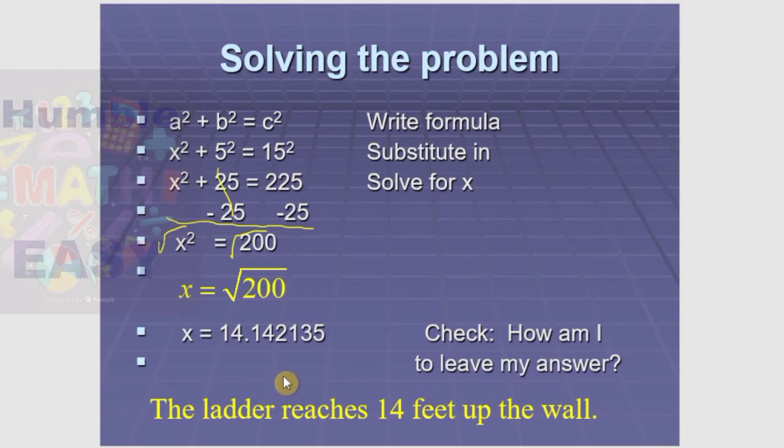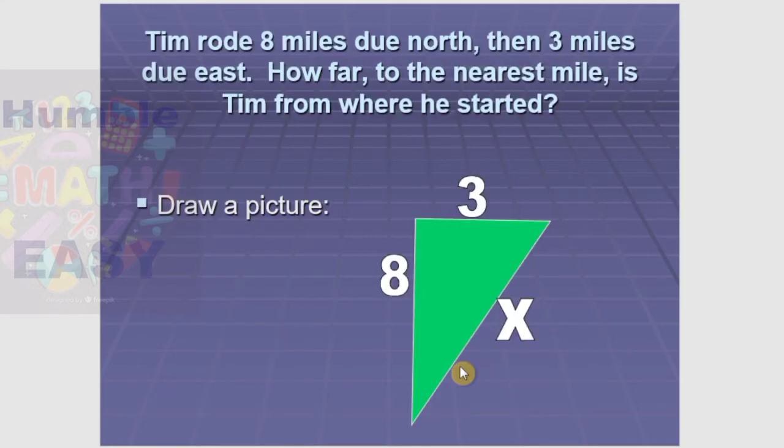Since what we need is the nearest foot, the ladder reaches 14 feet, because rounding it off, this one is 14 feet. So the ladder now reaches 14 feet up the wall. So how am I to leave my answer? We have to leave our answer by rounding the value to the nearest whole number. Okay, let's proceed now to the next problem.